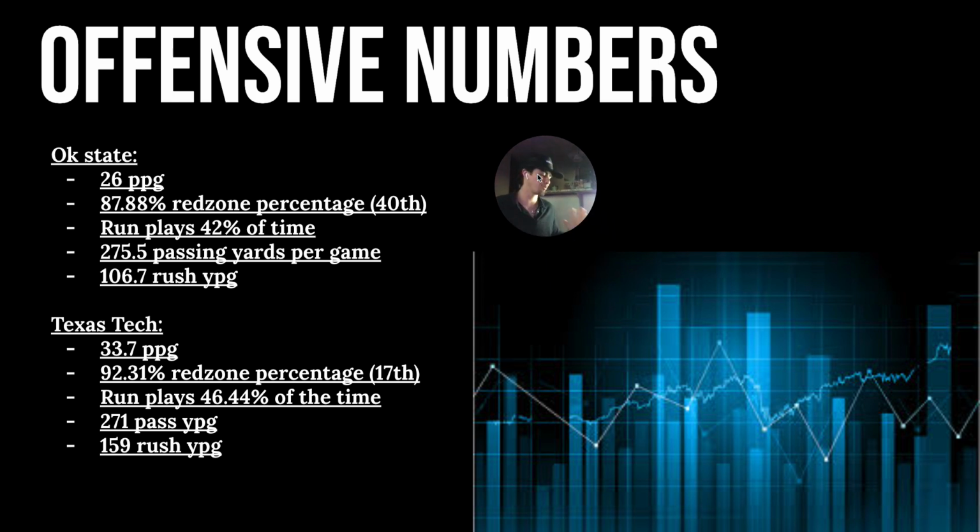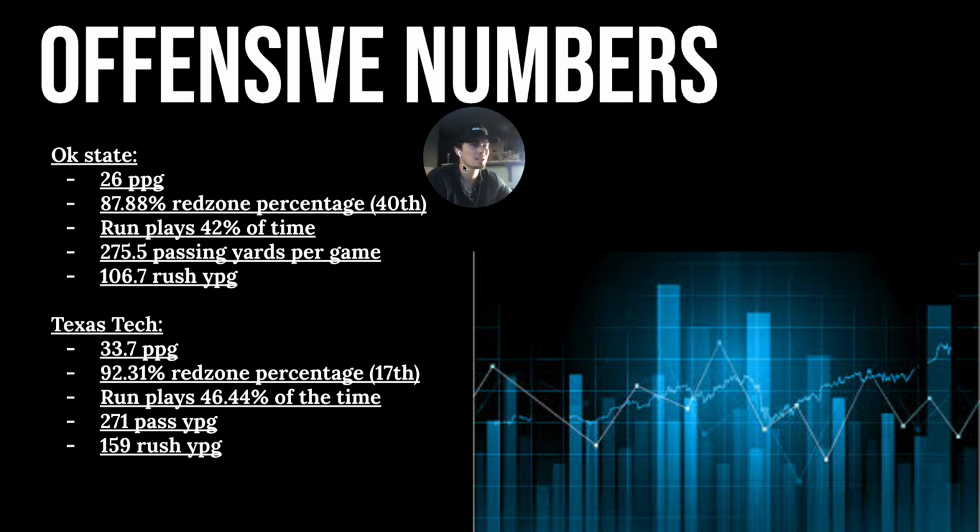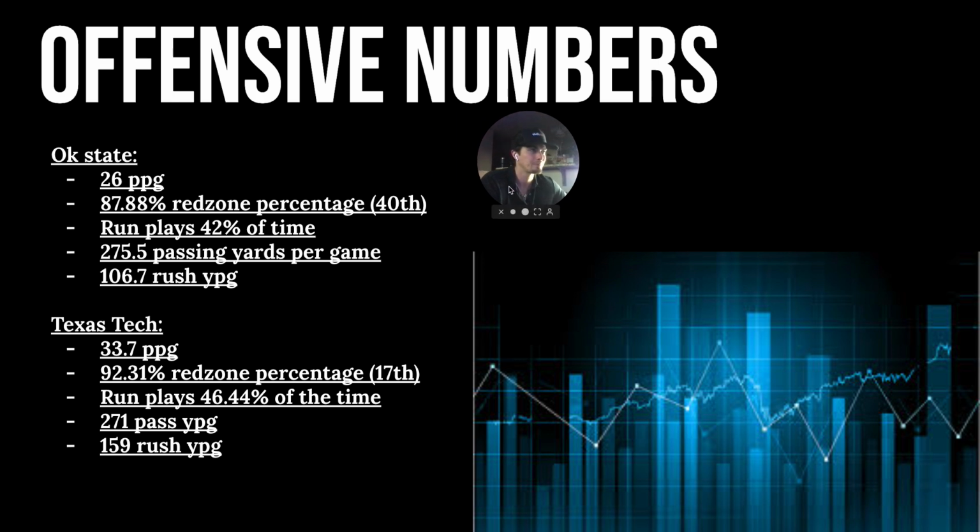Offensive numbers, both teams pretty good on offense. I'd say Texas Tech is definitely better on offense when I'm looking at this. And the big thing is that they run the ball 46.44% of the time. I anticipate that's probably going to be around 50 to 51% of the time in this game against Oklahoma State, because I guarantee you Texas Tech knows that Oklahoma State is allowing 6 point something yards per carry. So I'm sure they're going to target them in the run game. I'm sure they're still going to do some play action, some passing here and there. But I guarantee they're going to attack the run game a lot more than 46% of the time in this game.